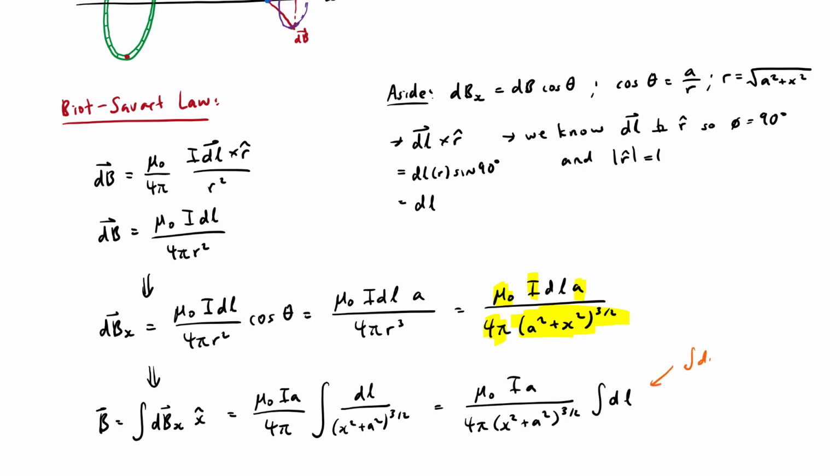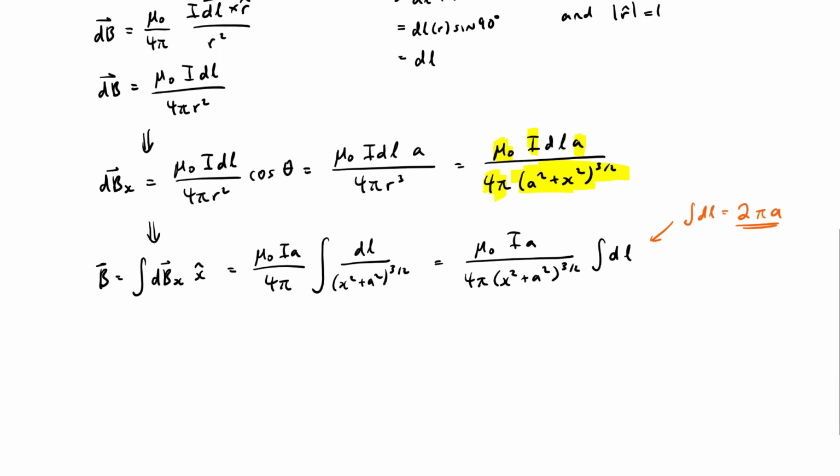The integral of dl is simply going to be the length of the ring, which is a circumference. And that circumference is 2 pi r, but the radius is a, so we have 2 pi a. And that means I have B being equal to mu naught I a times 2 pi a divided by 4 pi times x squared plus a squared to the power of 3 over 2 in the x direction.